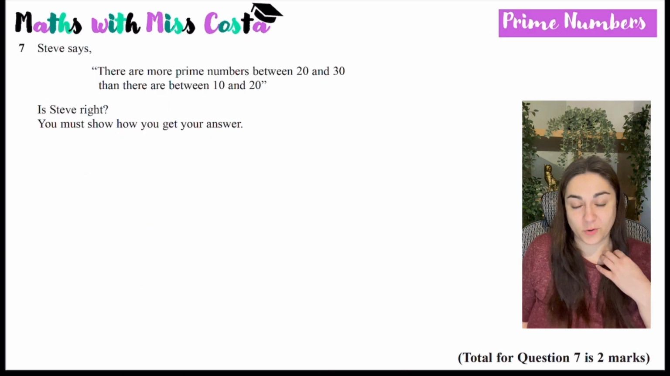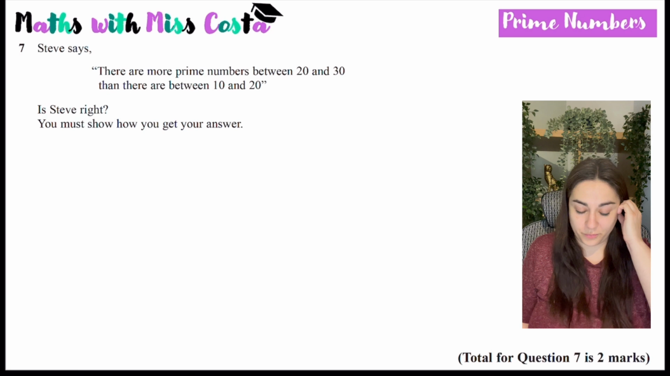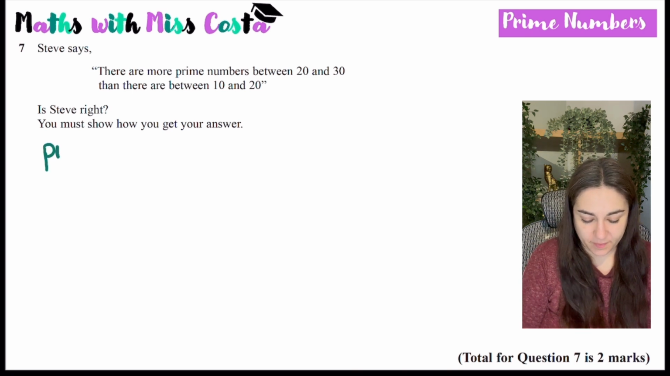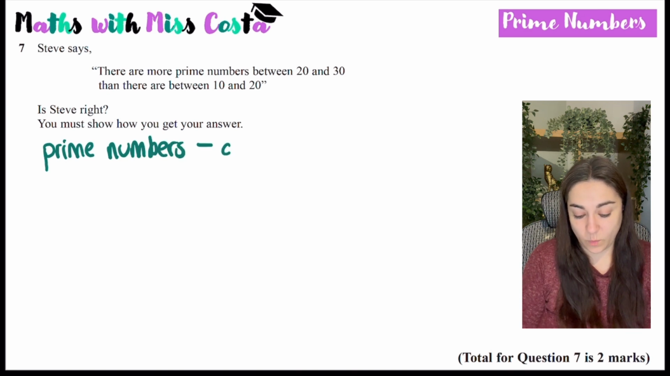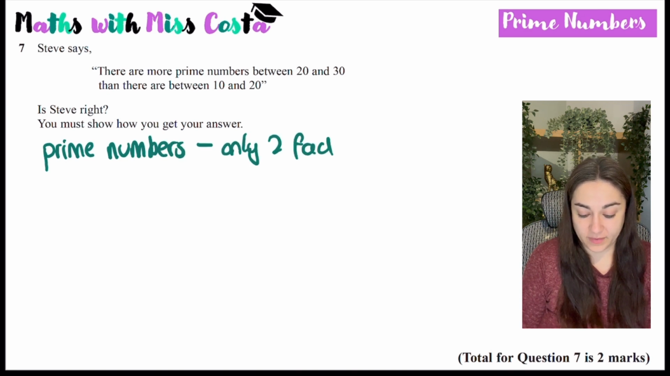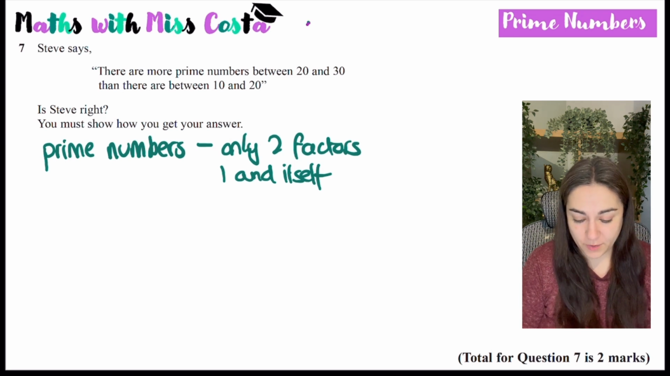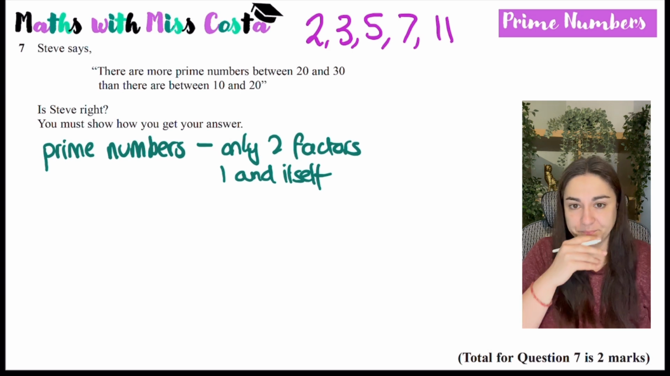Next, we've got a prime number question. Steve says there are more prime numbers between 20 and 30 than there are between 10 and 20. You must show how you get your answer. Just as a recap, the prime numbers are numbers that only have 2 factors, 1 and itself. And the first few prime numbers that you hopefully know off by heart, if not, write them down and memorize them, would be 2, 3, 5, 7, and 11.